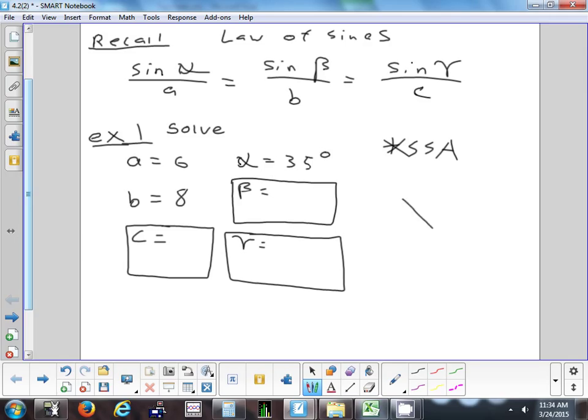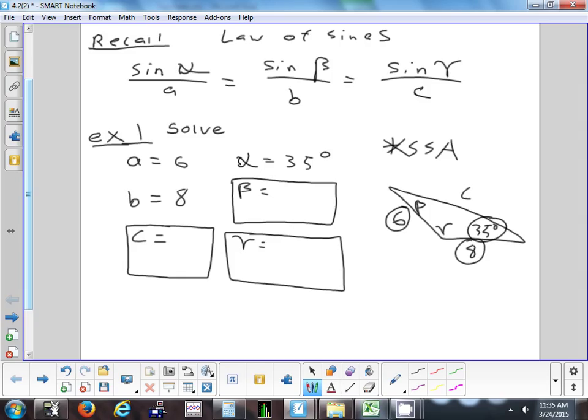If it's confusing to look at the table and figure it out, draw the diagram. A is 6, alpha is 35, B is 8, that's beta, C, gamma. Side, side, angle. And notice the angle that you know is not the one that's between the two sides. That would be gamma. That's a different kind of problem. Side, side, angle.